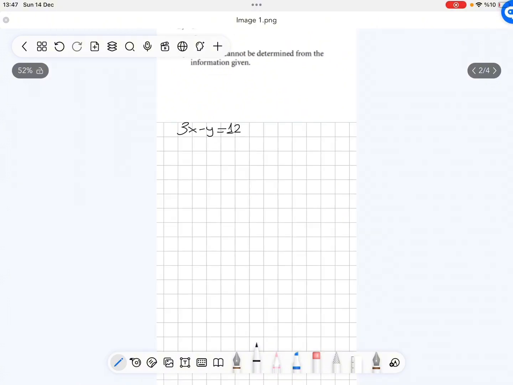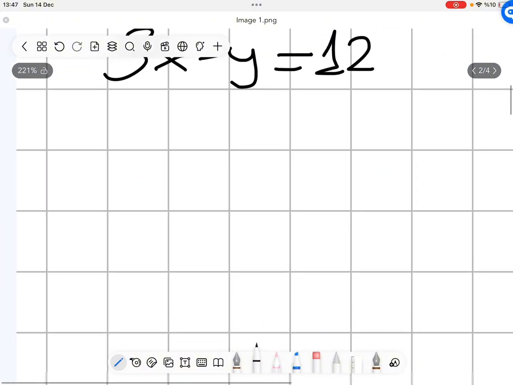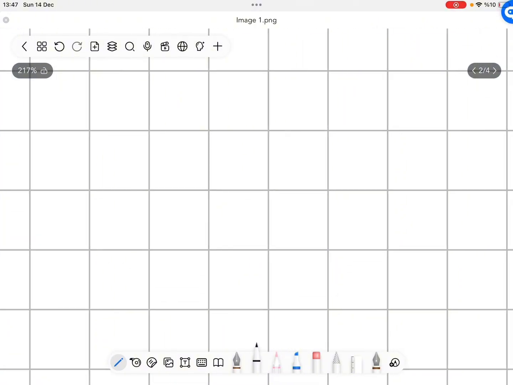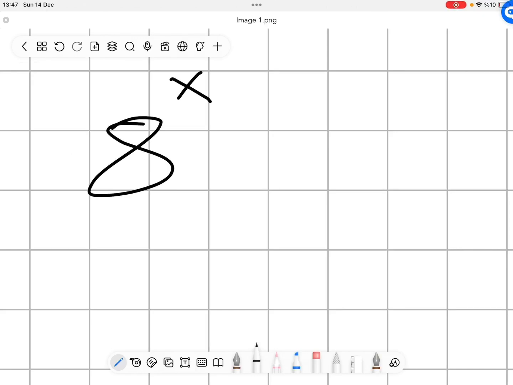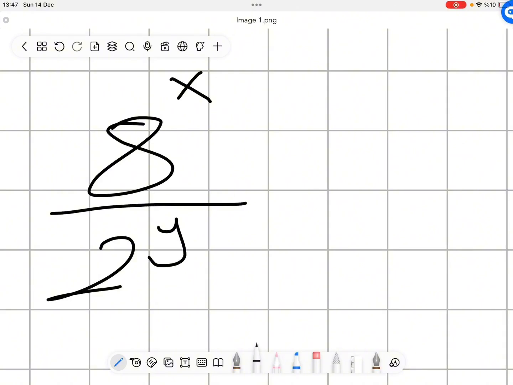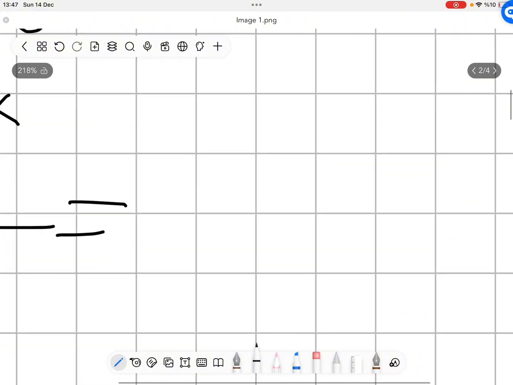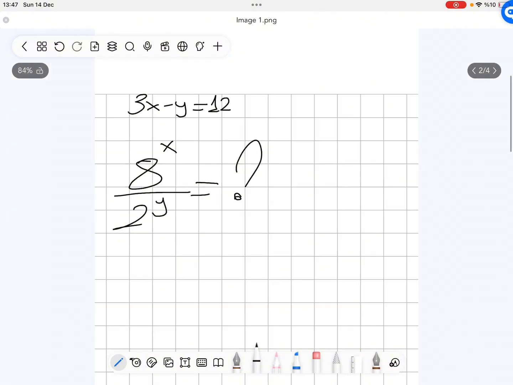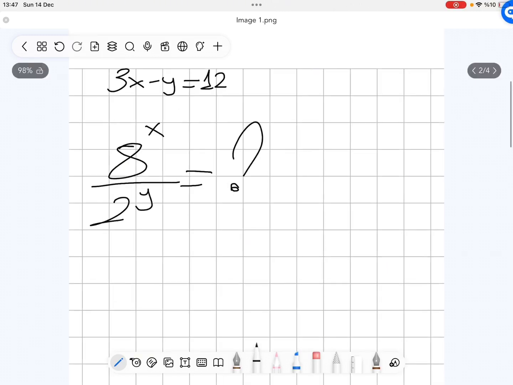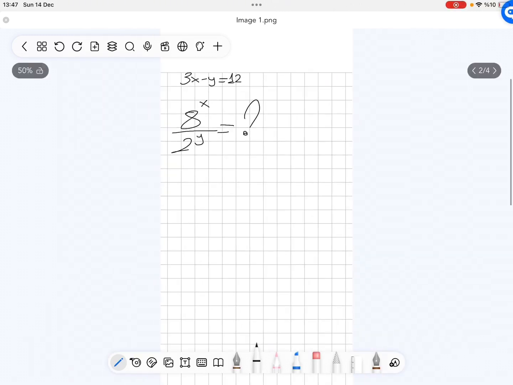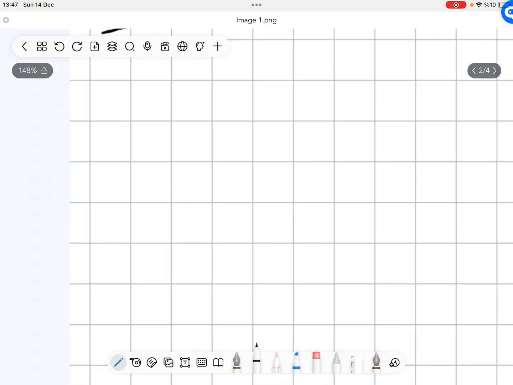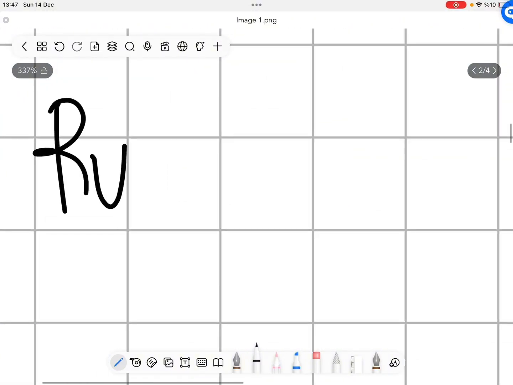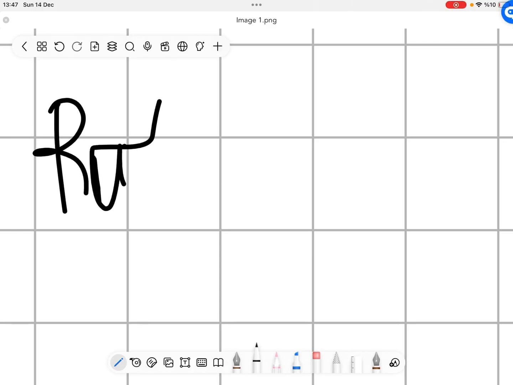So we have a really simple and really basic rule in math. I will show you, but let's write our question down here. 8 to the power of x divided by 2 to the power of y. Let's say it's equal to question mark. So for finding the question mark, we can see that the rule is, let's write it down like this.